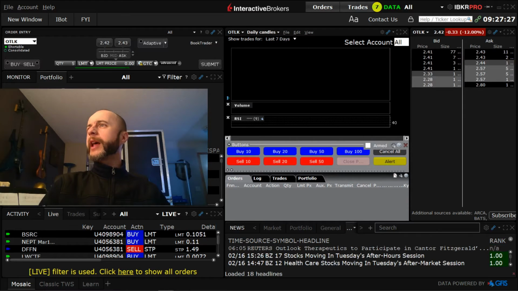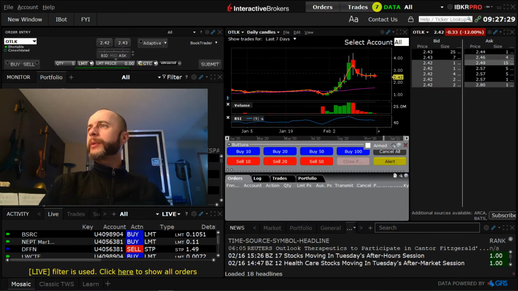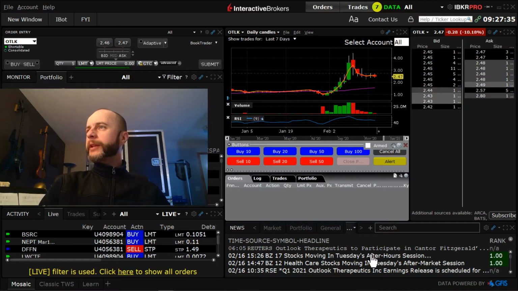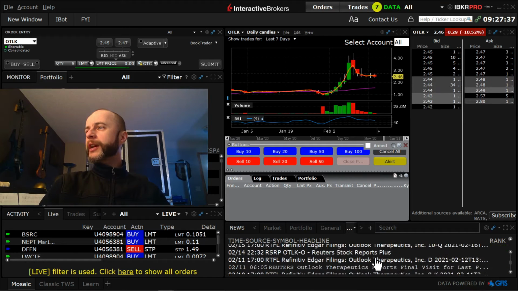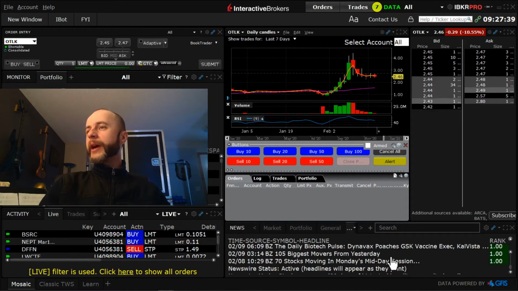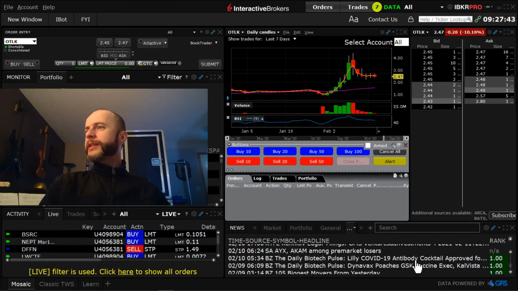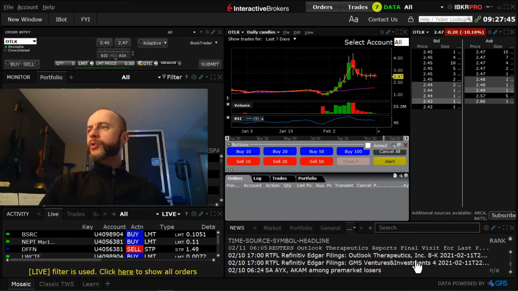This one has been on an absolute rampage for the last couple of months. But now here we go. We've got a big pop up to 4, then we've got a pullback here. We can see if there's any news to indicate what caused the pullback, or if it was just a natural pullback. Definitely seems to have just been a natural pullback here.